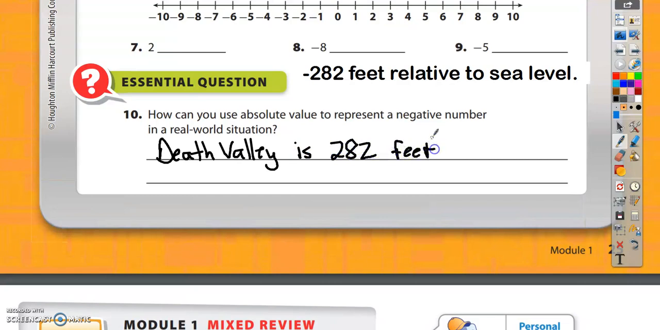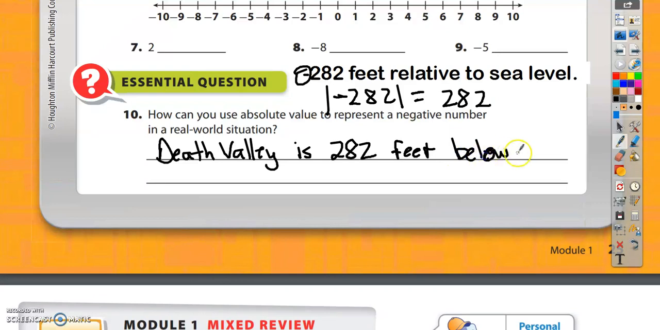Notice I took the negative symbol off. I took it off because what I'm doing is I'm using the absolute value of negative 282. The absolute value of that is positive. But then I need to be accurate about what I'm saying. I can't change the elevation to 282 feet above sea level. So what I do is I use a word to describe that it's a negative number. Death Valley is 282 feet below sea level. So that is using the absolute value to describe a negative number. Okay, you are done with page 25.